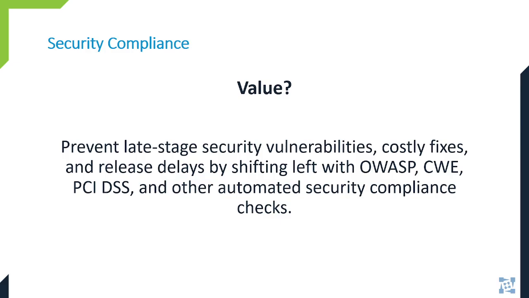Now, let's step back and look at the bigger picture. What you're really getting here is the ability to catch security vulnerabilities much earlier, before they become expensive, high-risk problems. By shifting security left and embedding automated compliance checks, like OWASP, CWE, or CERT, right into the code level, you're building secure code right from the start. This reduces the cost of fixes, minimizes delays, and gives your team confidence that they're aligned with key standards, all without slowing down development.